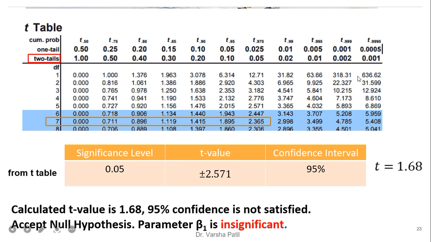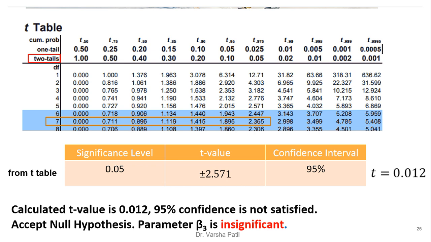Now similarly we can check for 1.68. We can easily see that it is not satisfying the 95% or more than 95% level. Then the next variable, 0.601, is still coming on the left-hand side, not satisfying. 0.012, not satisfying. So only the first parameter is satisfying the criteria of 95%, otherwise all variables are insignificant in nature.